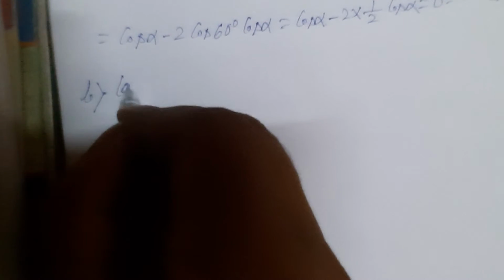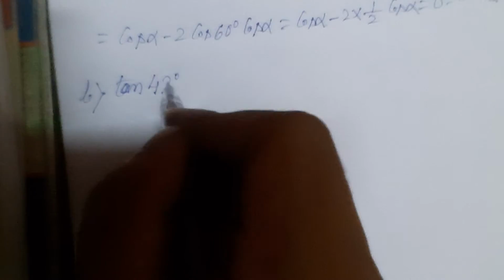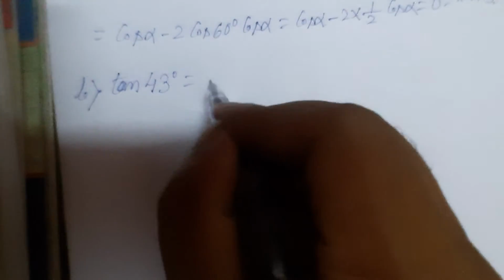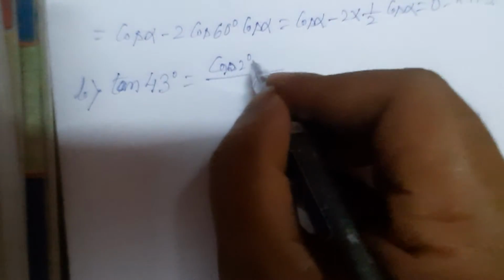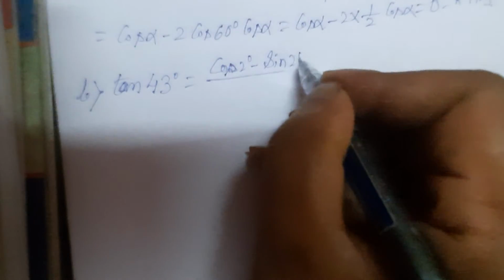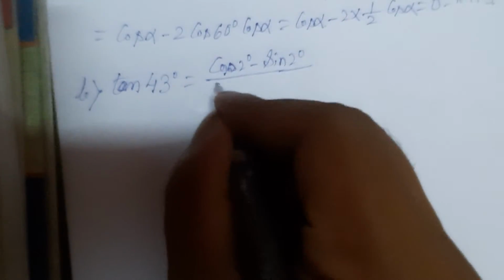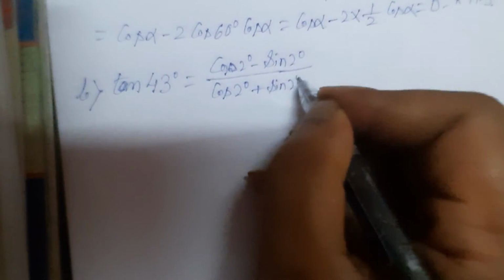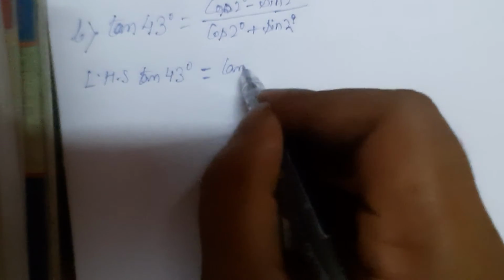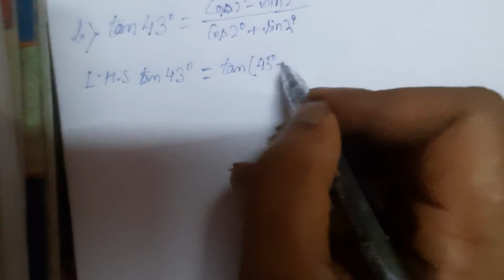You have to prove tan 43 degree equals cos 2 degree minus sin 2 degree by cos 2 degree plus sin 2 degree. Now consider the left hand side. What is the left hand side? Tan 43 degree. Now tan 43 can be written as tan of 45 minus 2 degree.